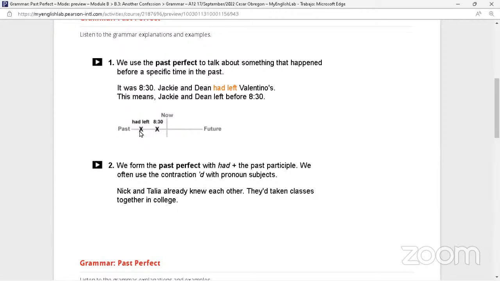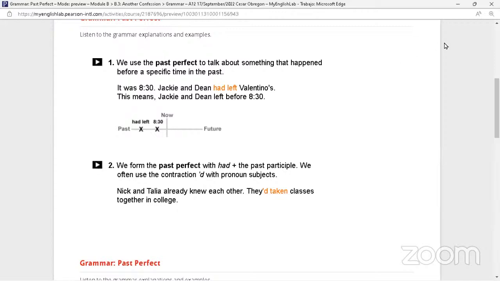Okay, number 2. We form the past perfect with had plus the past participle. We often use the contraction 'd with pronoun subjects. Nick and Talia already knew each other. They'd taken classes together in college. Okay. Any questions?